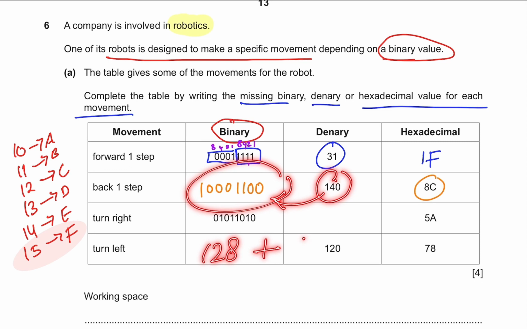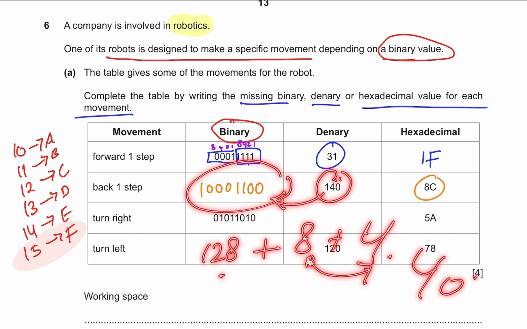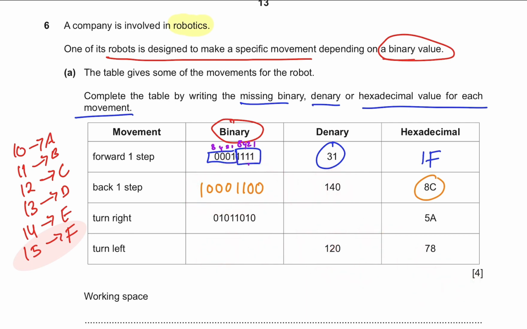128 plus 8 plus 4. 128 plus 8 gives you what? Gives you 136. 136 plus 4 is 140. Okay. Now you have to convert.